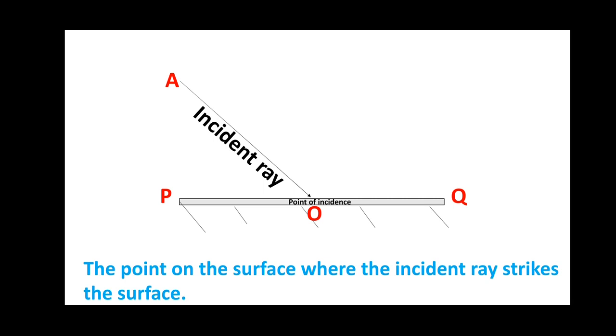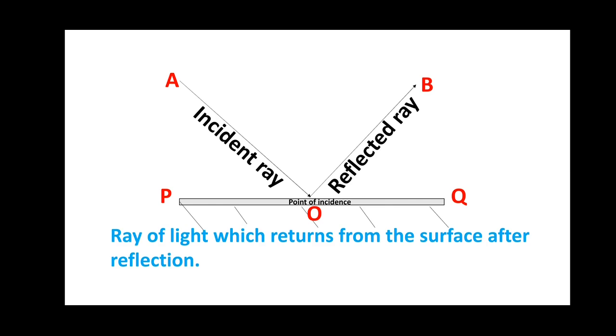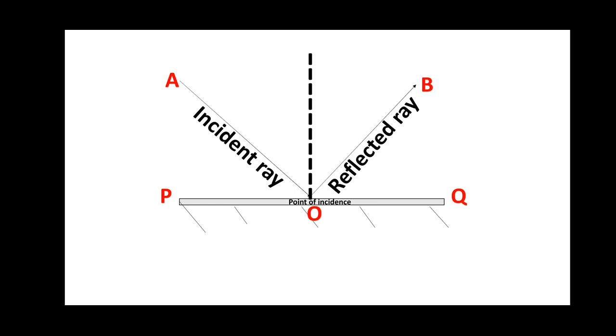After striking the surface, the light will bounce back to our eyes. It will be represented like this. This is called the reflected ray, named as OB. The reflected ray can be defined as the ray of light which returns from the surface after reflection. Next term is normal. It is the imaginary line perpendicular to the reflecting surface at the point of incidence.